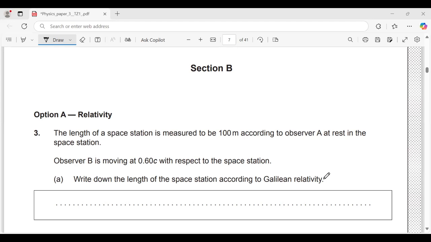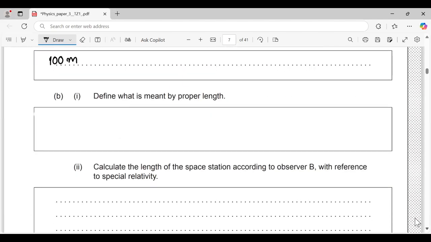According to Galilean relativity, lengths are not affected by the relative motion of the observer. It means no matter how fast observer B is moving with respect to the space station, the length of the space station remains the same as measured by observer A. So the length of the space station observed by observer B will still be 100 meters, according to Galilean relativity.